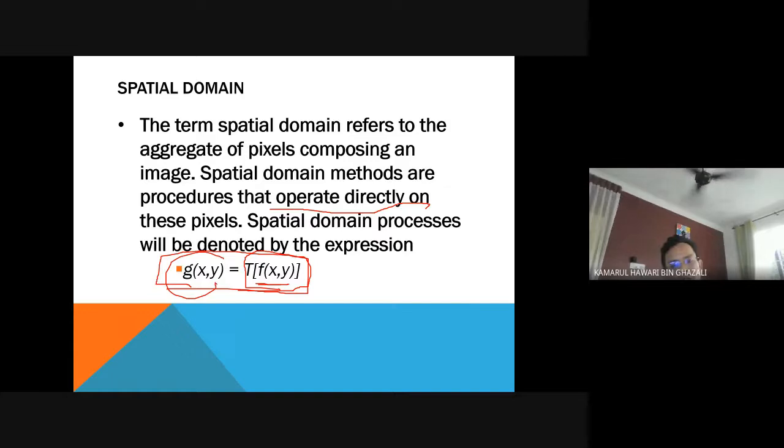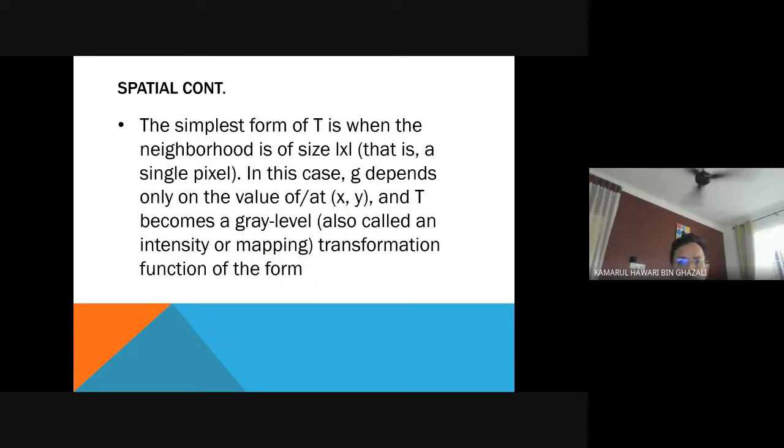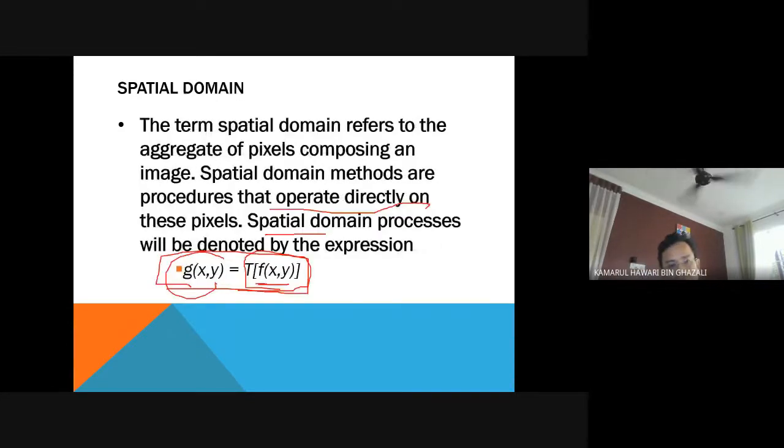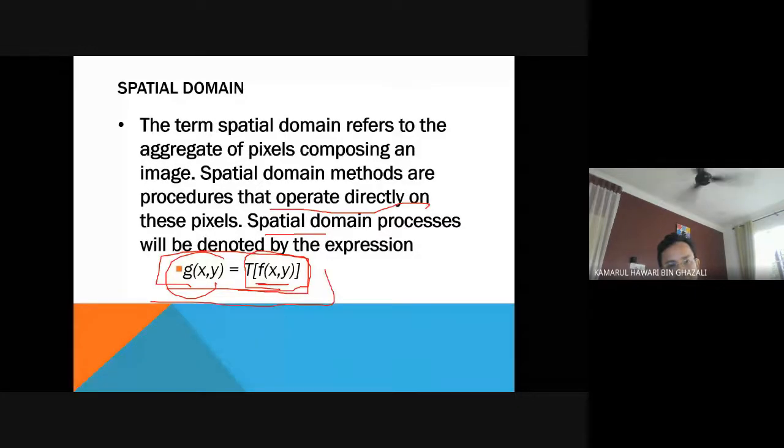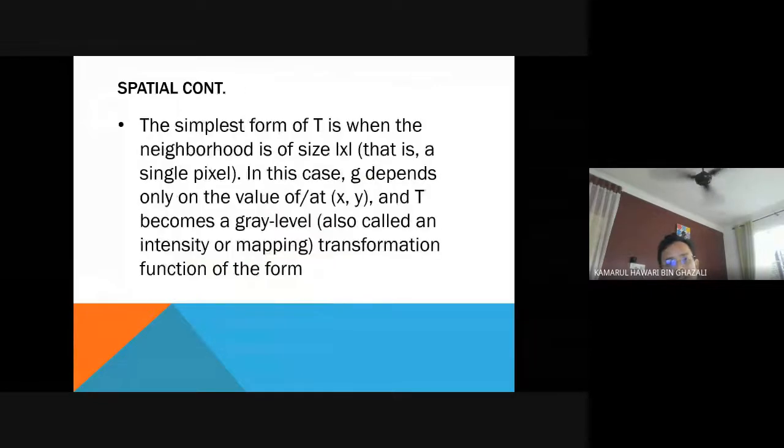This notation or function is in the spatial domain. So let's look at it in more detail. The simplest form of T is when the neighborhood is of size 1x1, that is a single pixel. In this case, g depends only on the value of f at (x,y), and T becomes a gray level, also called an intensity or magnitude transformation function of the form. This is the notation, and this is the explanation.